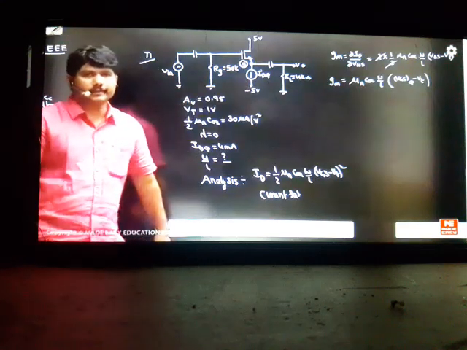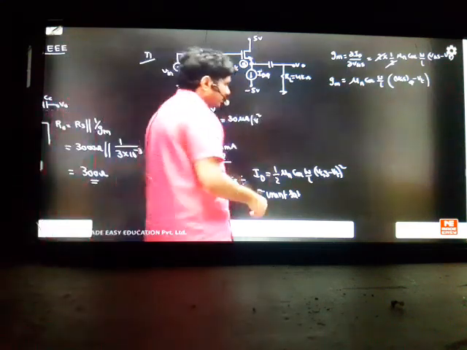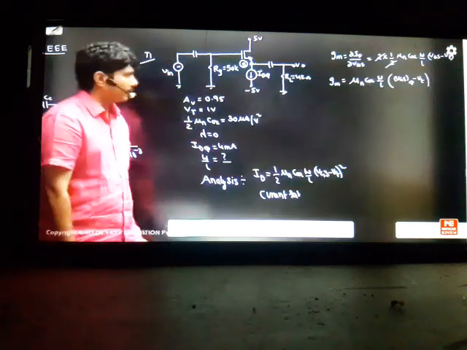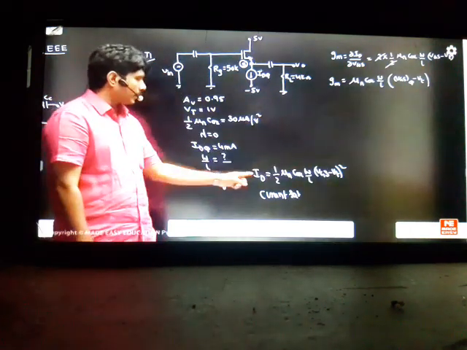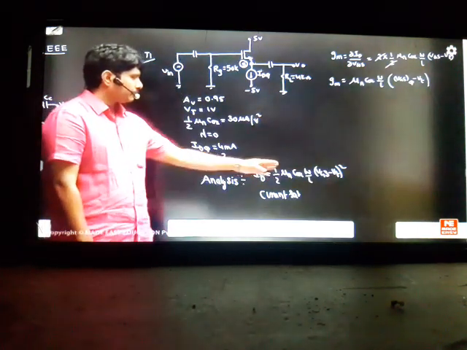Then how to convert VGS-VT form to IDQ form? You just have to do some more mathematics. What I'll do is this: (VGS minus VT) whole square. If I want to move this term there, then you can write it as ID; this term will come to this side, and this term will go to the denominator.